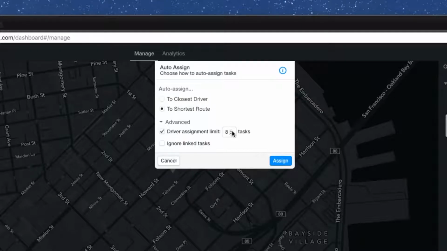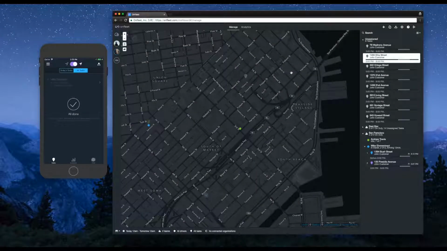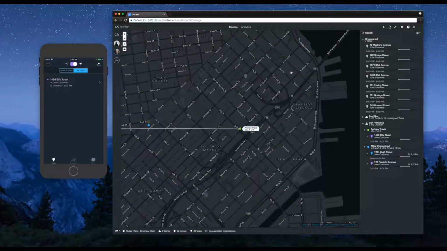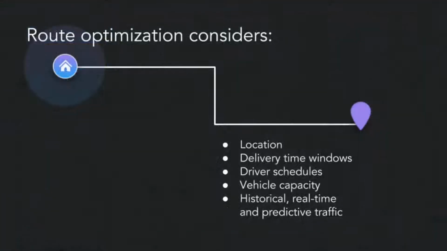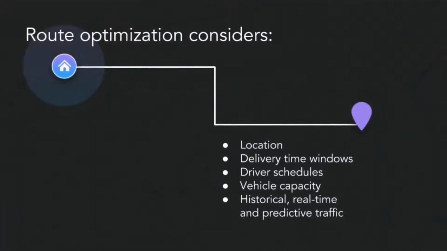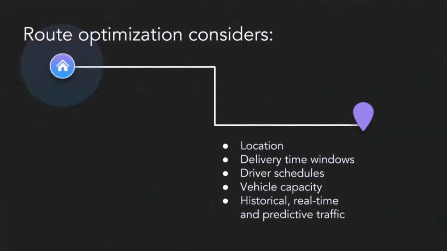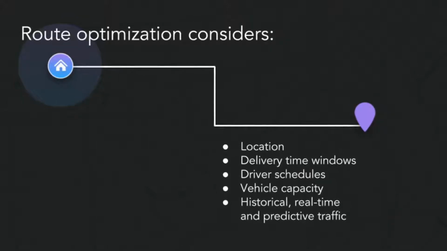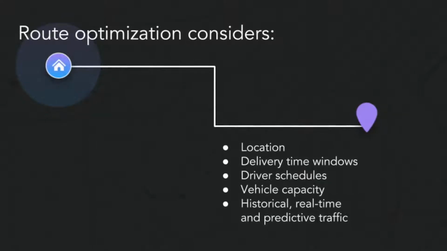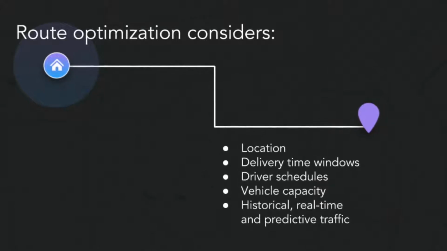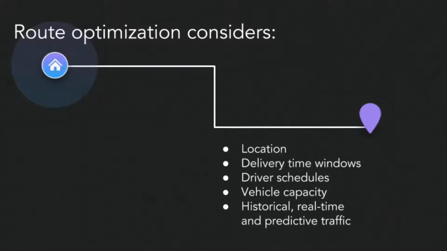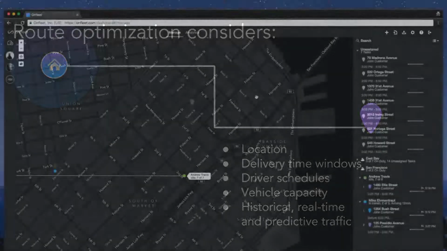For scheduled deliveries, the best way to assign tasks is using Onfleet's enterprise-grade route optimization engine. Whether you need to route 10 or 10,000 tasks, Onfleet's engine will consider location, time windows, driver schedules, vehicle capacity, and historical, real-time, and predictive traffic to create efficient, achievable routes. Let's run a quick routing scenario.